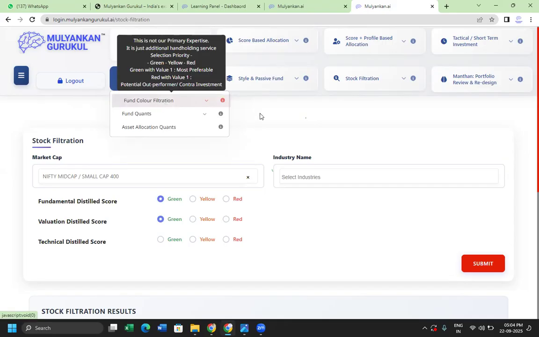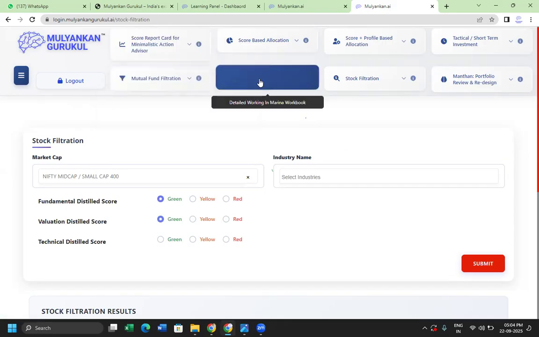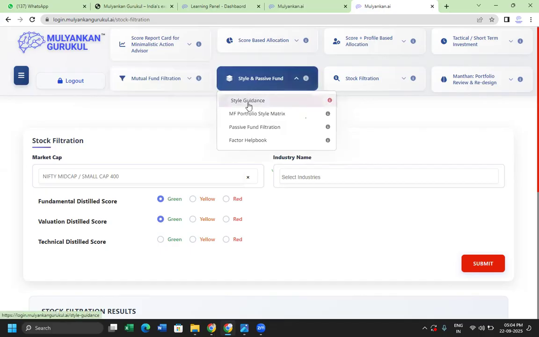But again, sir, from style and passive, you are able to judge where your existing portfolio is being tilted. I'm not covering this, but we will cover it in our next session. If your existing portfolio's entire tilt is, let's say, towards quality, and right now the favorable style is value and momentum, then no way will you be able to outperform the market. So your portfolio tilt should be towards the style that is favorable in the current market environment. That we will cover in the next session.